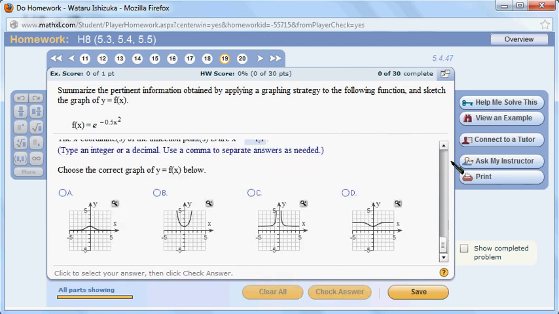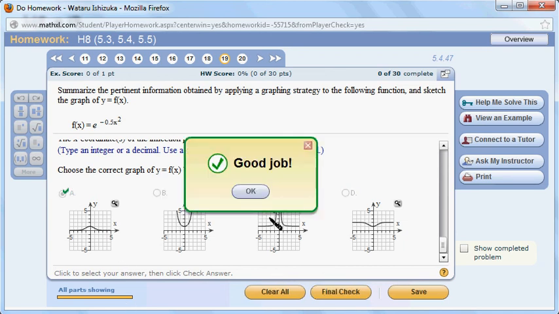Then we have to choose the picture. It was increasing turning into decreasing. So not this one. This is okay, not this one. So it's between these two guys. Remember that the y-intercept is 1 and this one doesn't have that. So it's got to be that guy. Let's check the answer. Got that.